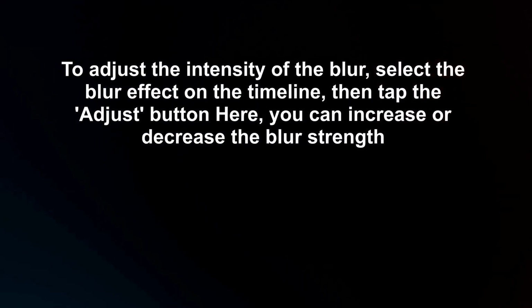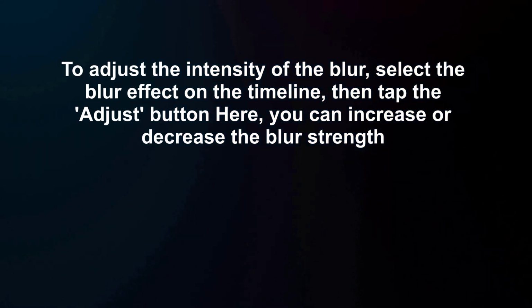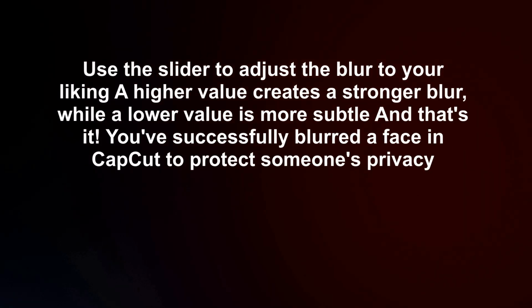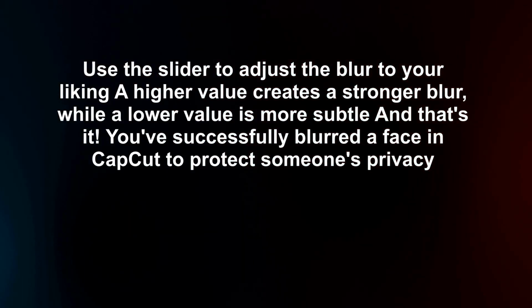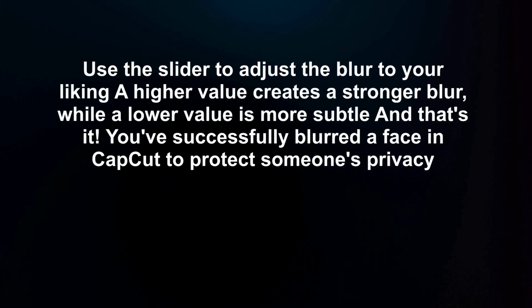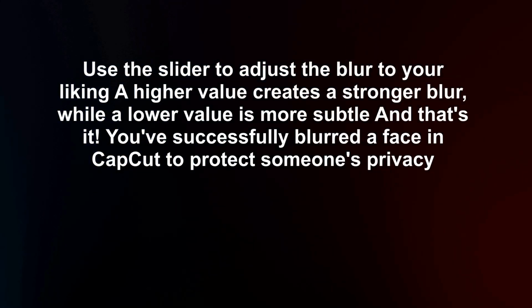To adjust the intensity of the blur, select the blur effect on the timeline, then tap the Adjust button here. You can increase or decrease the blur strength. Use the slider to adjust the blur to your liking. A higher value creates a stronger blur, while a lower value is more subtle, and that's it. You've successfully blurred a face in Capcut to protect someone's privacy.